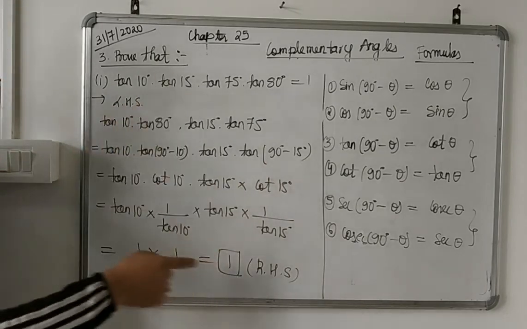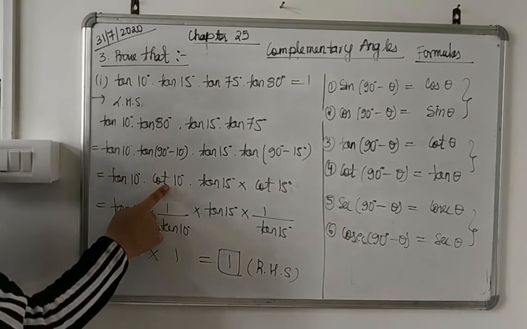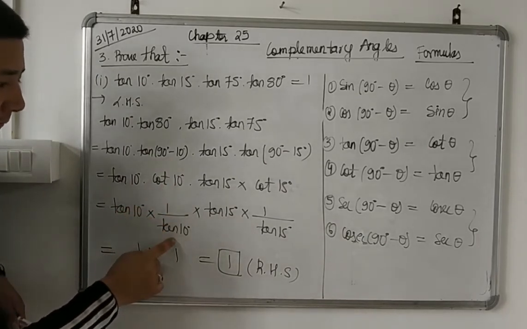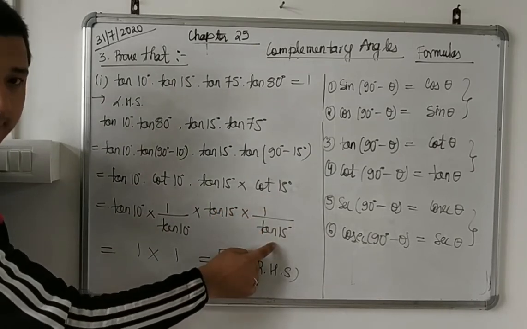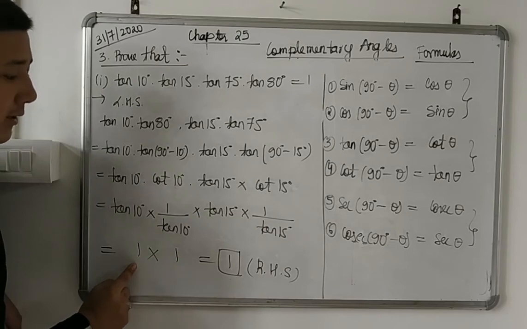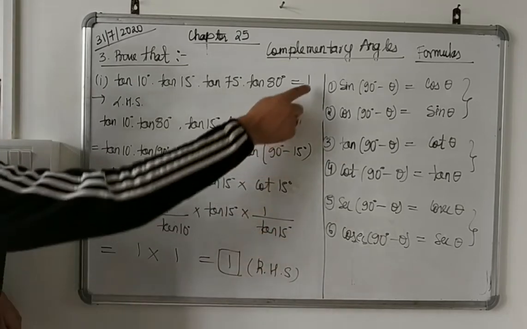The same formulas we are using. Now cot 10 is the reciprocal of tan 10, isn't it? Because cot 10 is 1 by tan 10. Cot 10 means 1 by tan 10. Cot 15 means 1 by tan 15. And now can you guess what happens? This and this gone, cancellation 1. This and this gone, cancellation 1. So what is 1 into 1? 1, which is our right hand side.